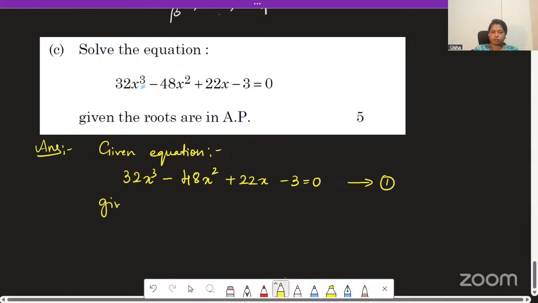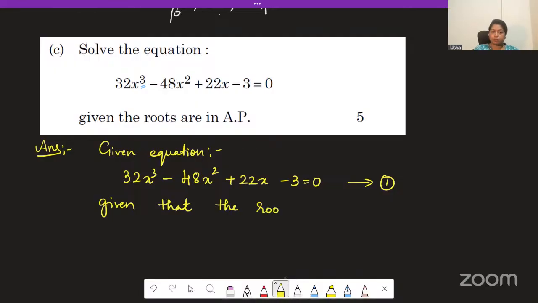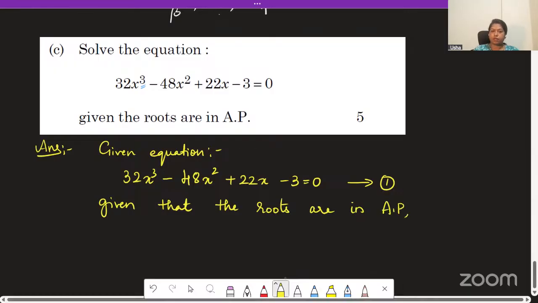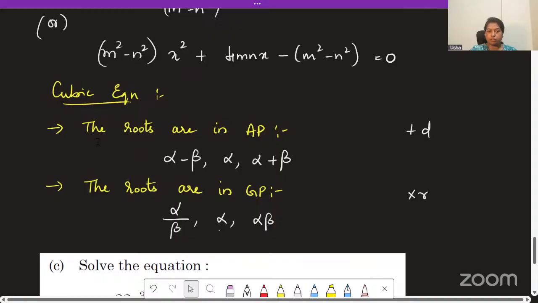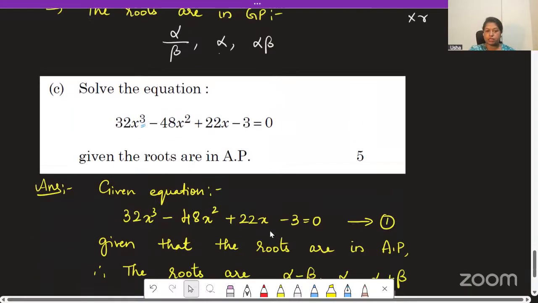And then given that the roots are in AP. Therefore, the roots are, take alpha minus beta, alpha, alpha plus beta. We have assumed the three roots as per the rule I had just mentioned. If they have given roots are in AP, then you take these three as the roots. If roots are in GP, take this as the roots. This is your first step where we have assumed these are the roots.